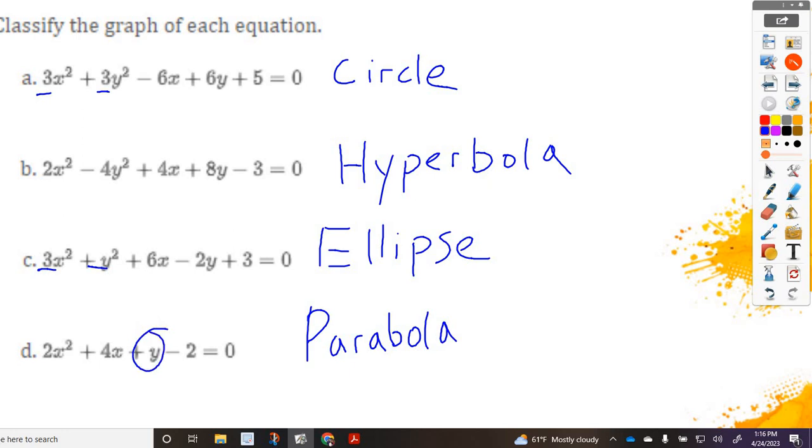So if you were asked to identify what conic section you have, this is all being asked of you. You don't have to do any other things. This one should be like preview points on the test. Yeah, hopefully so. All right. Any questions on that?